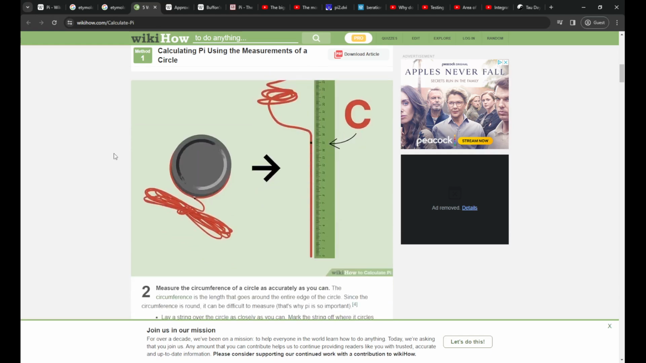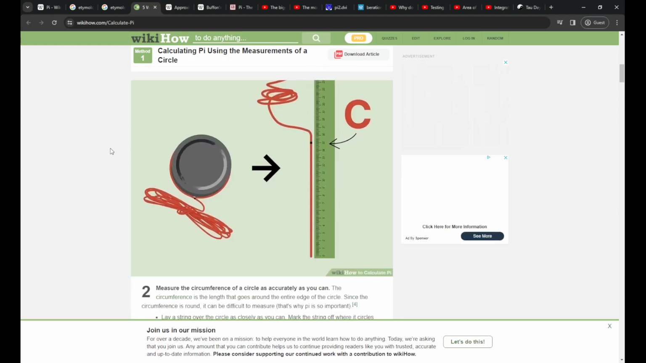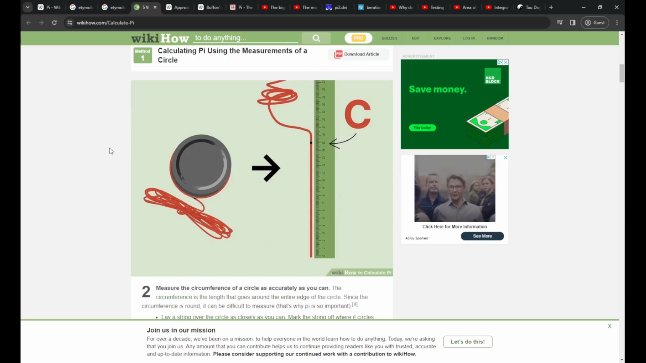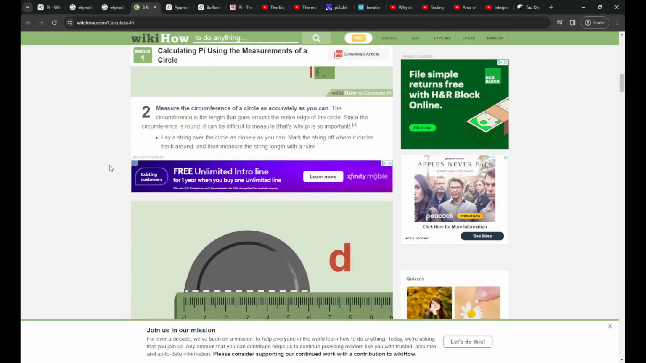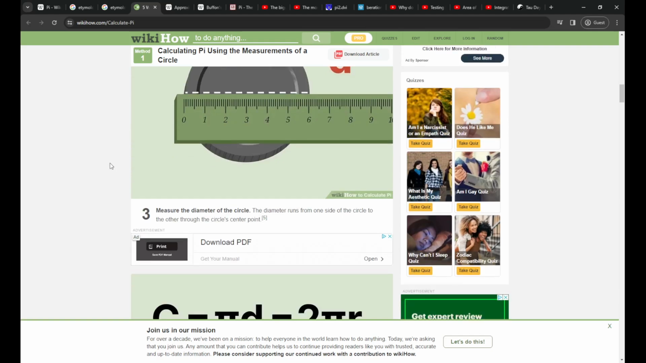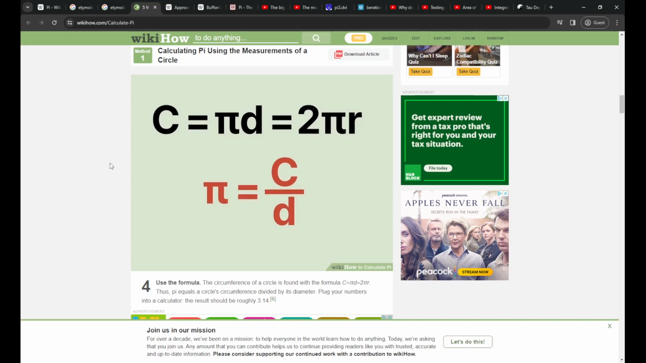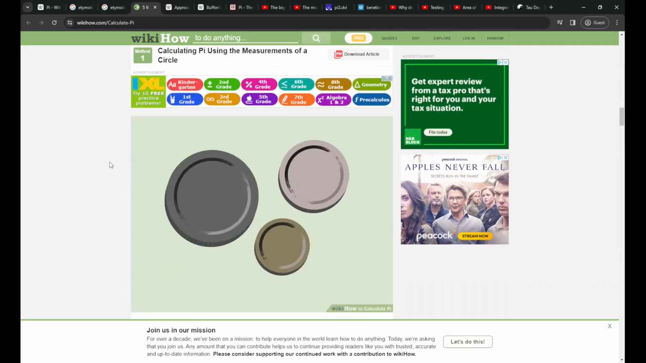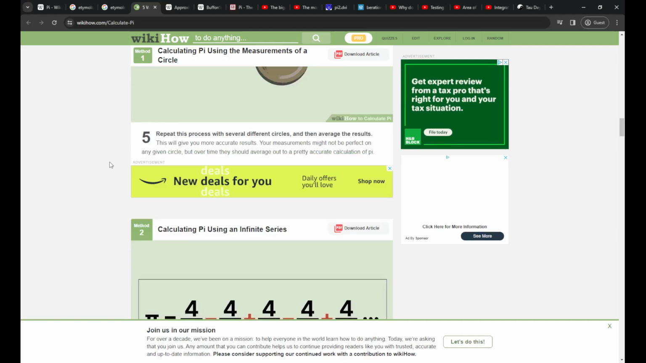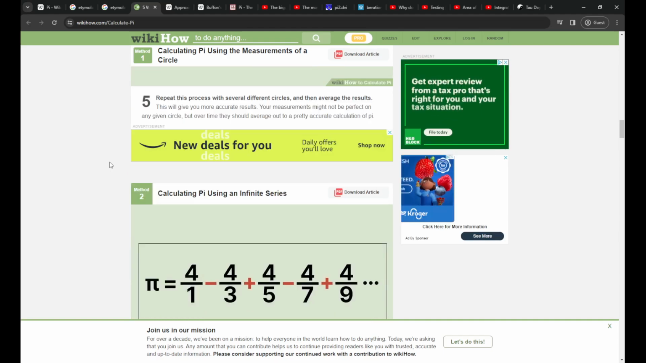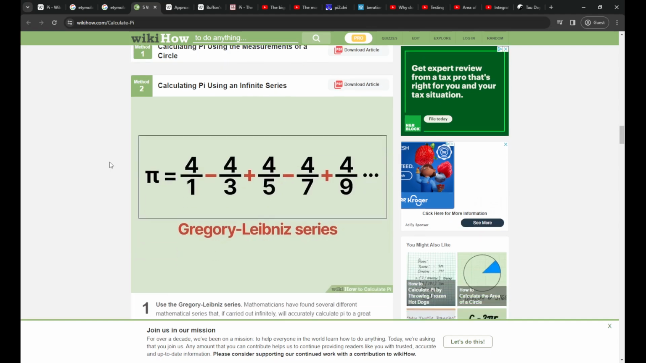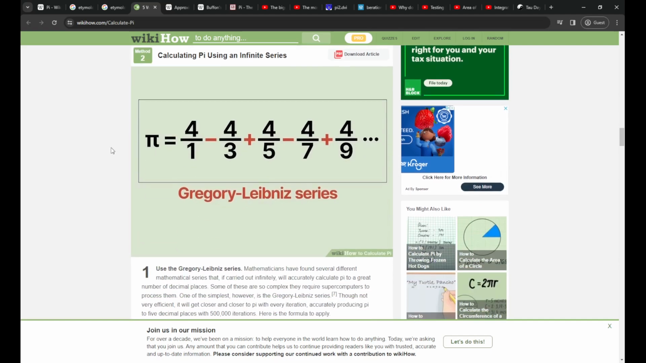A very obvious one, of course, is to simply get a physical circle. Measure the circumference, measure the diameter. With a piece of string here, it's illustrated, and then calculate circumference over diameter. You've got to be accurate with that, of course. And the less error you have in your measurements and your materials, the less error you will have in your calculation. Method 2 here, calculating pi using an infinite series.